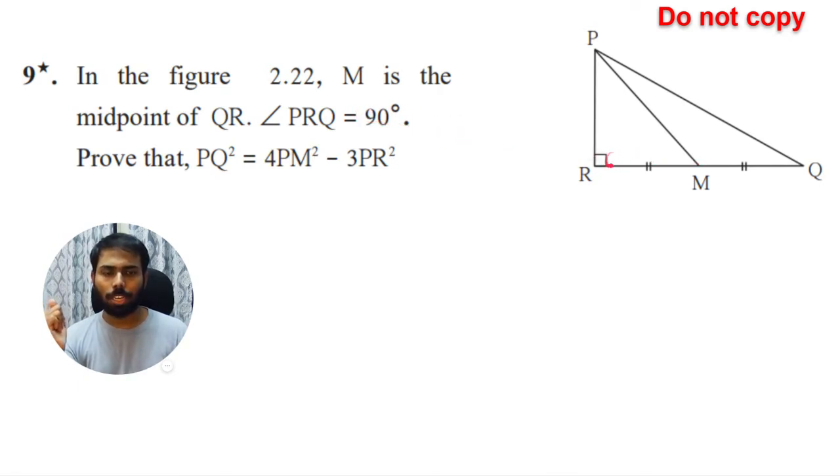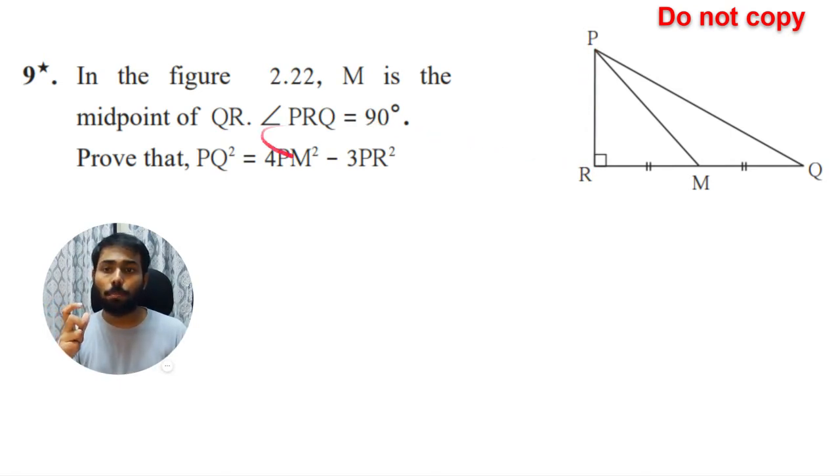उसका midpoint है M. Okay, that's another information that's been given to you. PRQ is 90 degree. यहाँ पे दिखाया था diagram में. Prove that PQ square, what is PQ square? Hypotenuse of the bigger right angle triangle, right, is equal to 4PM square. PM square क्या है? Hypotenuse of the smaller right angle triangle. Minus 3PR square. What is PR? Height of both the triangles. दोनों राइट एंगल ट्रायंगल्स का कॉमन हाइट है, सेम हाइट है, विच इज पीआर.